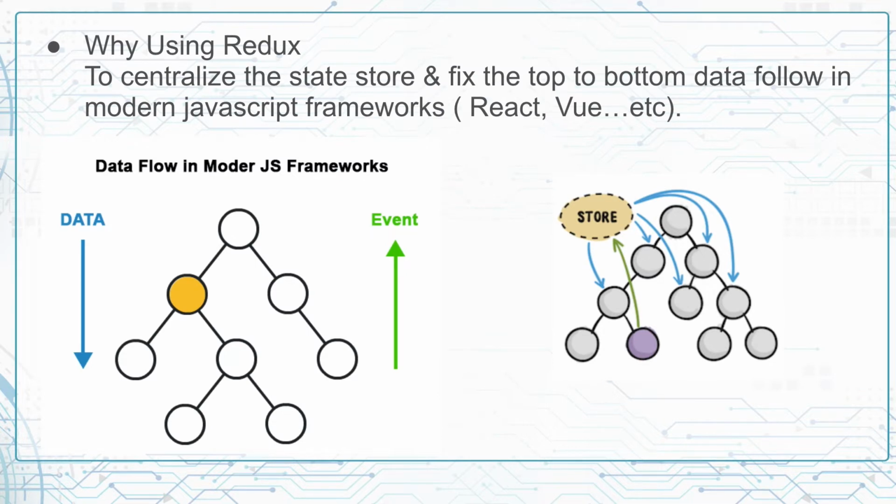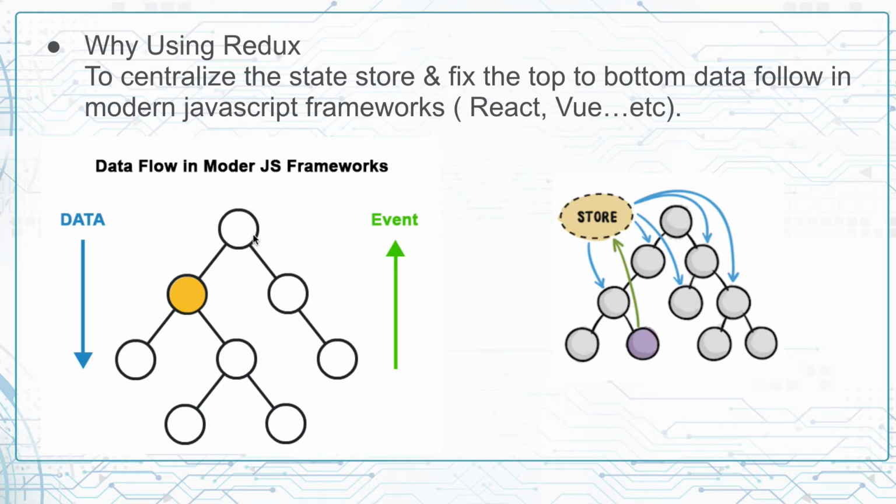We need Redux to centralize the state store and fix the top-to-bottom data flow in modern JavaScript frameworks like React and Vue. To understand this more, this is how the data flows in React framework, for example. It's from top to bottom. So basically, if you define a state or a variable in this component, it will be accessible to all components under this component, but it's not going to be accessible to any components above the component where you define your variable in. If you want to do that, it's going to be a tedious process. You need to define event and emit event and then pass the parameter to it.